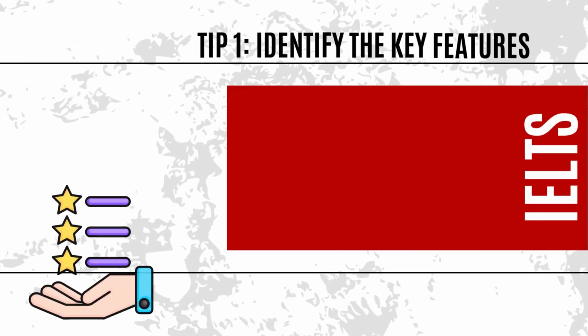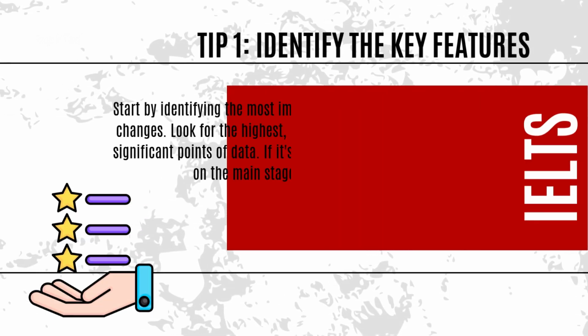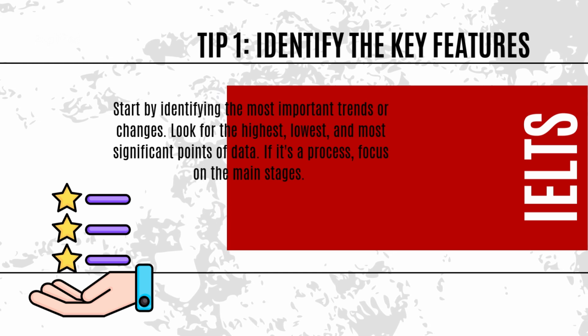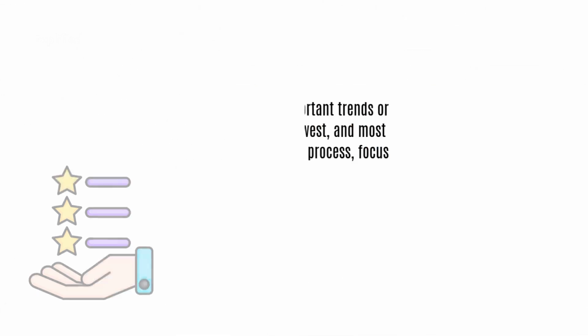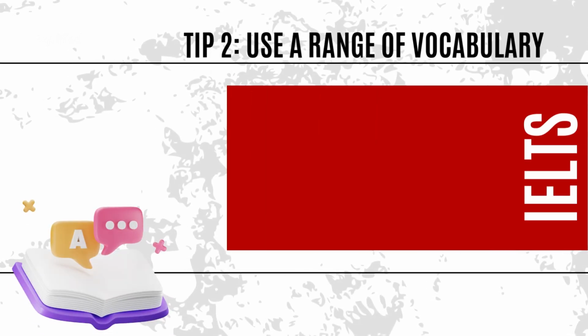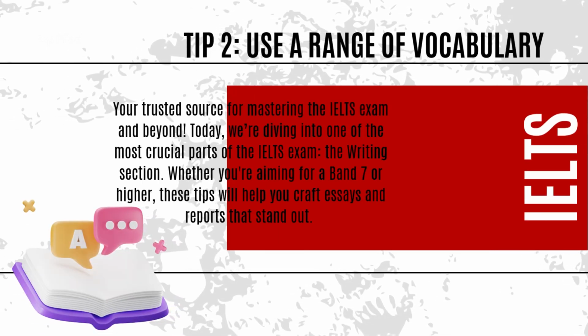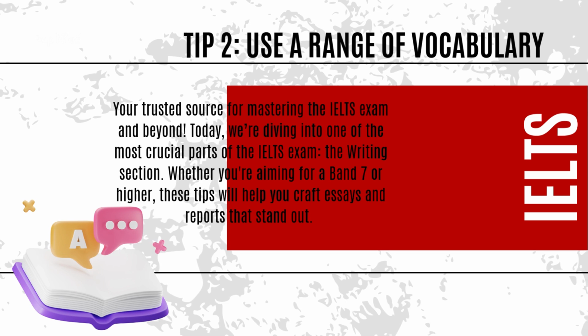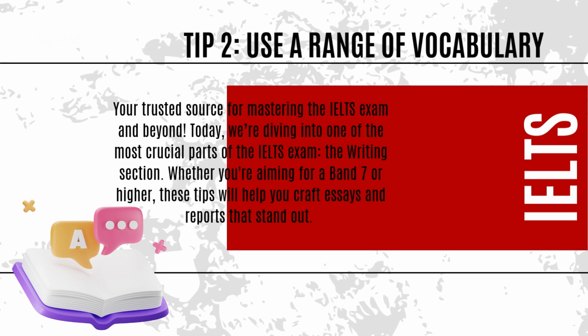Tip 1. Identify the key features. Start by identifying the most important trends or changes. Look for the highest, lowest, and most significant points of data. If it's a process, focus on the main stages. Tip 2. Use a range of vocabulary. Vary your vocabulary to describe trends. Instead of repeating words like increase or decrease, use synonyms such as rise, fall, decline, or surge. This not only shows your language proficiency, but also keeps your writing engaging.